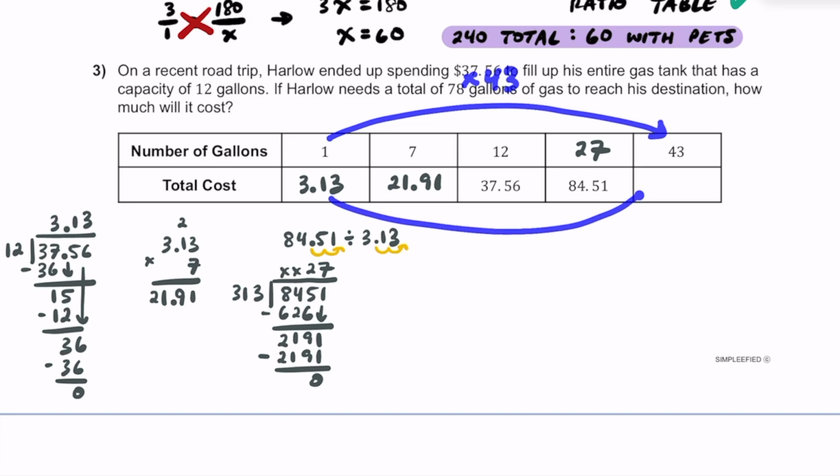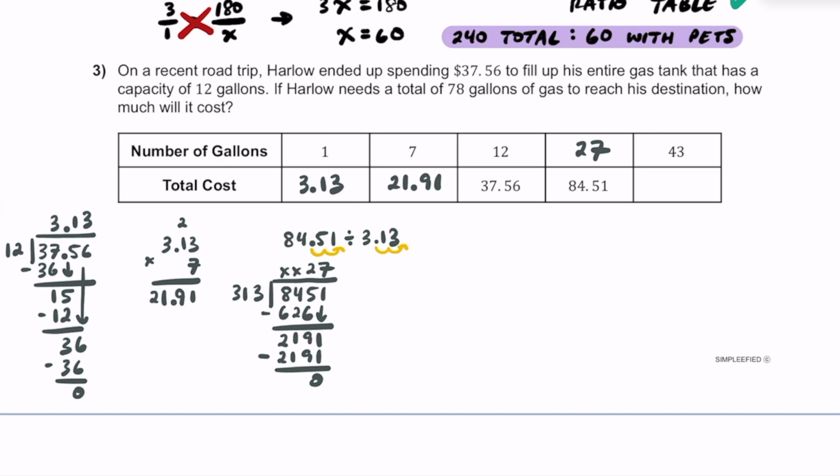So take this 3.13 here and multiply that by 43. So just a quick multiplication problem. We can take 3.13, that's the price of 1 gallon, and just multiply that by 43 here, so that we would get the price of 43 gallons.